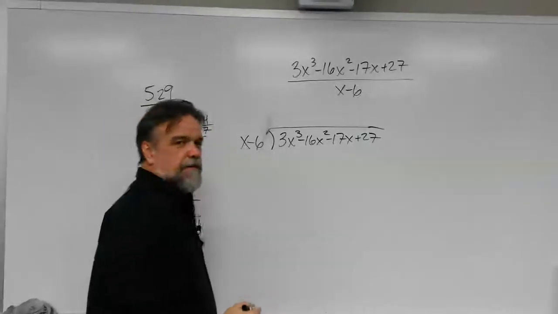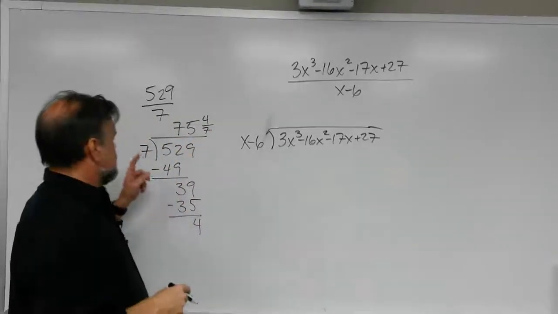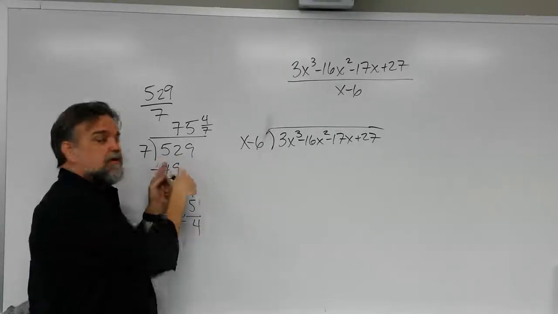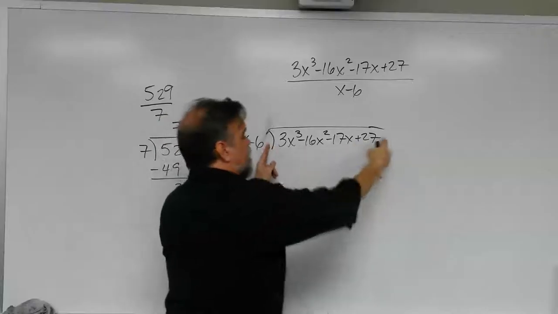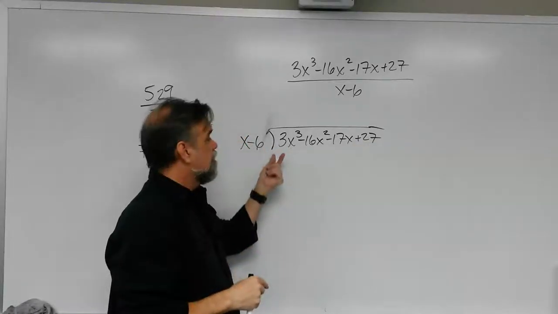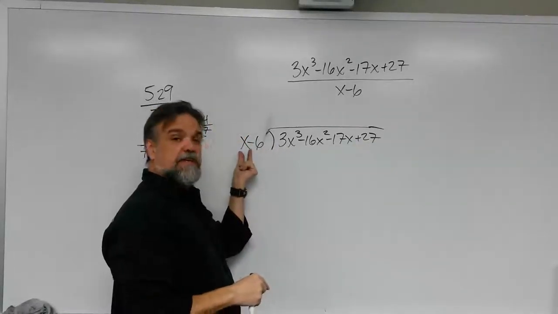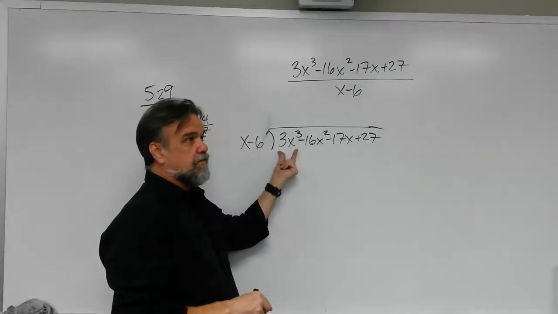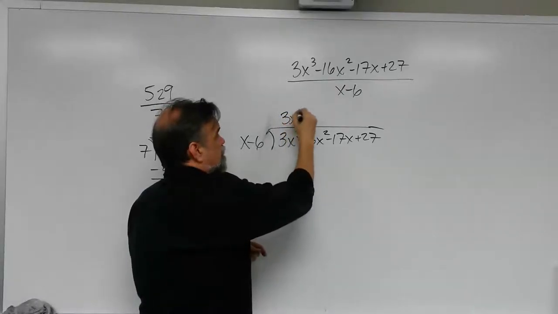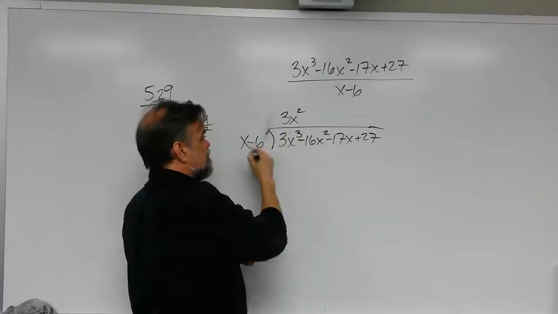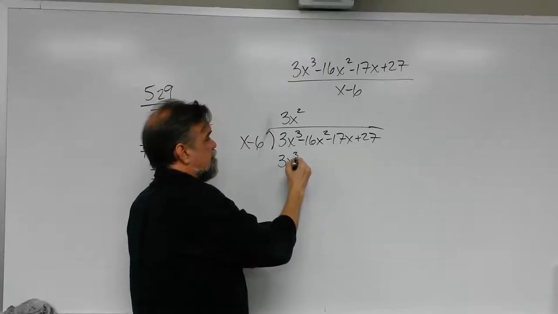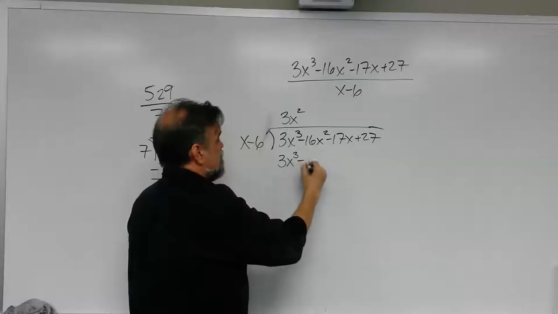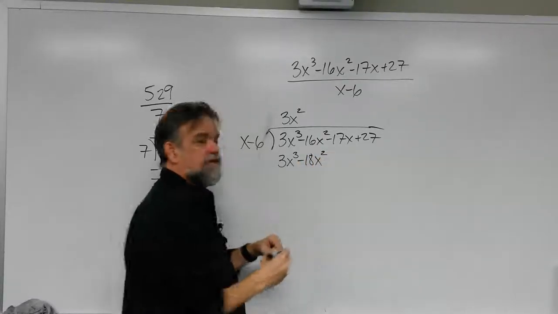And now, remember last time we said 7 goes into, and I didn't say 529, I just said the first part of the number. We do the same thing here. Don't look at the whole polynomial, just look at the first term. And in particular, look at the first term here as well. How many times will x go into 3x cubed? Well, 3x squared times. Because 3x squared times x is 3x cubed. But I also have to multiply 3x squared times this negative 6 as well. So that's going to give me negative 18x squared.